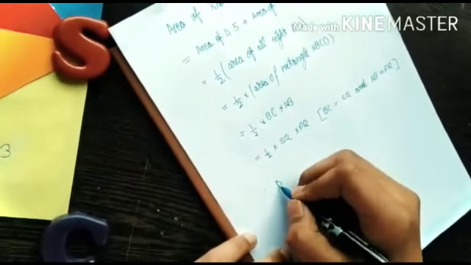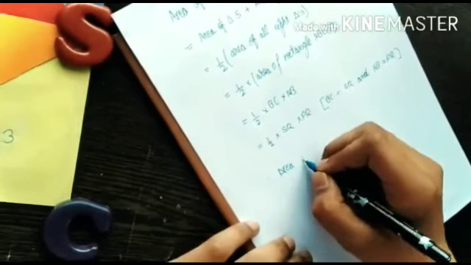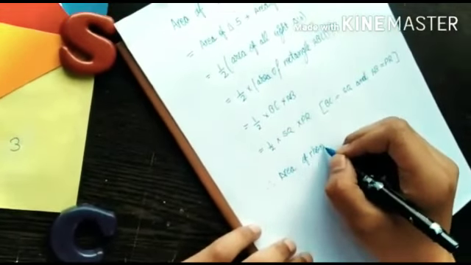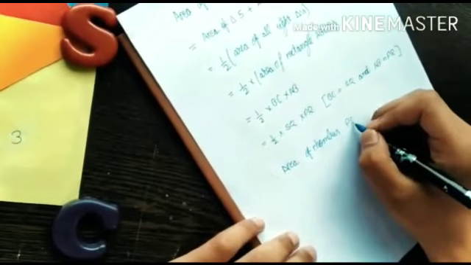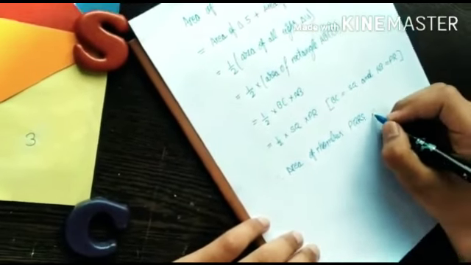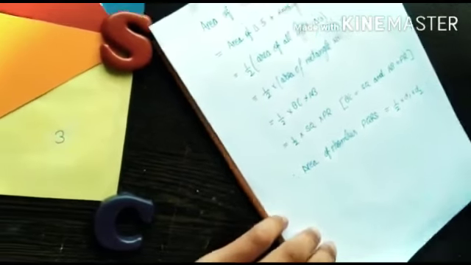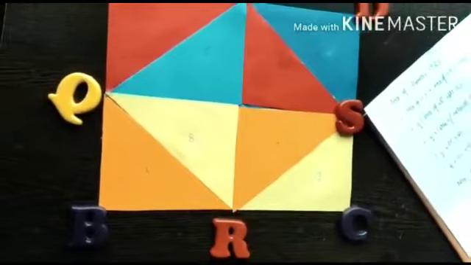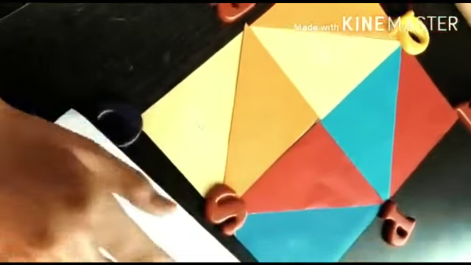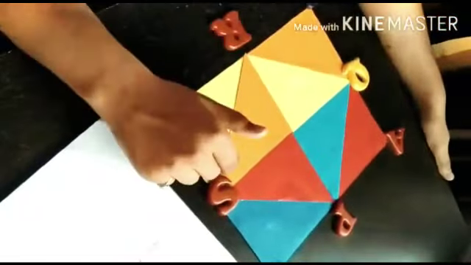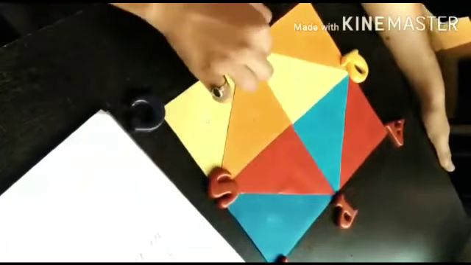So therefore area of rhombus PQRS is equal to half into D1 into D2. So area of rhombus PQRS is equal to half into D1 into D2. As such, we have derived the formula with a simple activity.